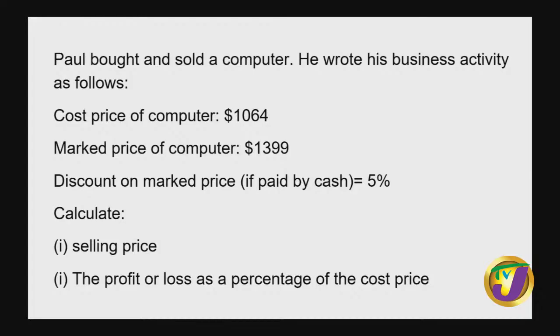So Paul bought and sold a computer. He wrote his business activity as follows. Cost price for computer, $1,064. Marked price of computer, $1,399. Discount on marked price if paid by cash, 5%. And we're asked, 1, calculate the selling price. 2, the profit or loss as a percentage of the cost price. So we're giving them 5 seconds. 1, 2, 3, 4, 5 for them to take it down. They can even take a photo of it, right?